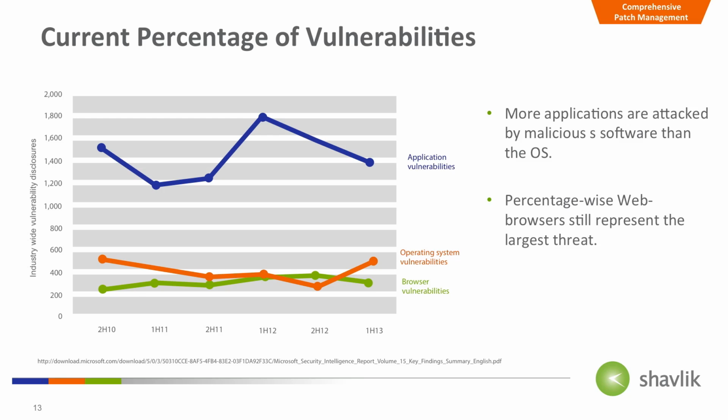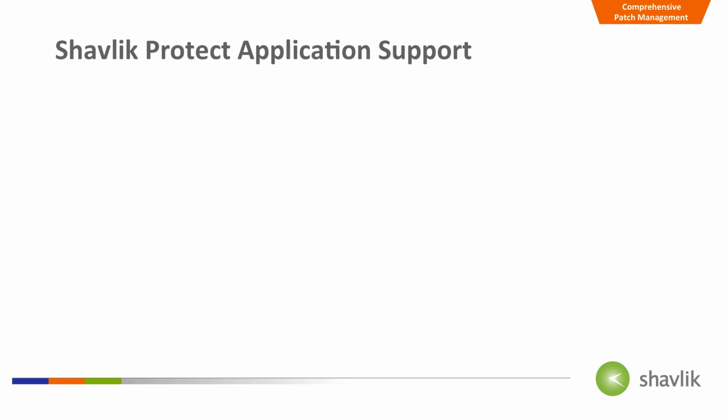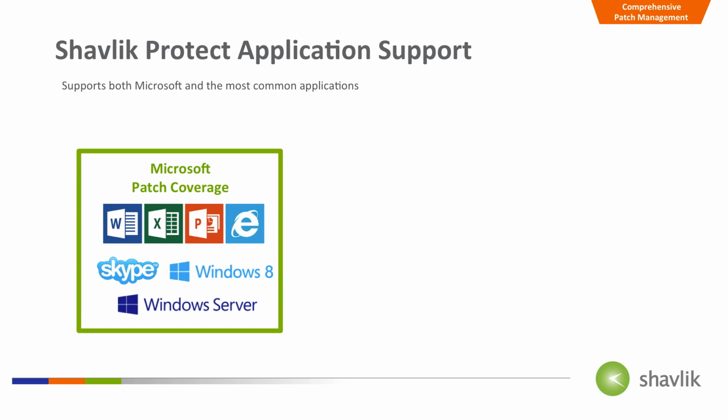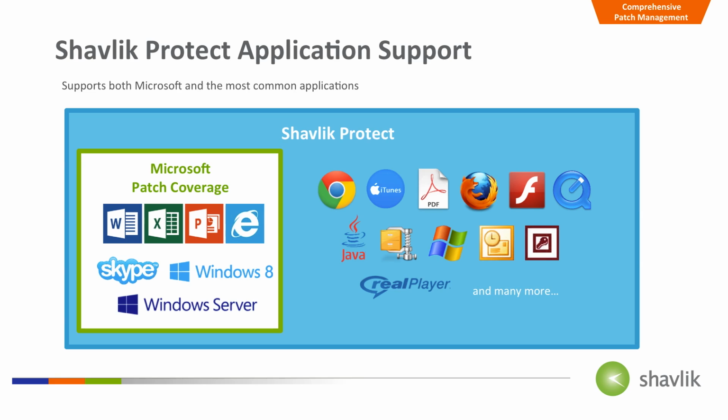So being able to patch all 3 of these categories is really going to make you effective, really going to make you secure, and being able to overcome some of the challenges that we have in a modern world. Not only can Protect identify and deploy Microsoft patches, but also patching hundreds of applications from hundreds of vendors as well. So being able to identify those applications and being able to push out the appropriate patches.